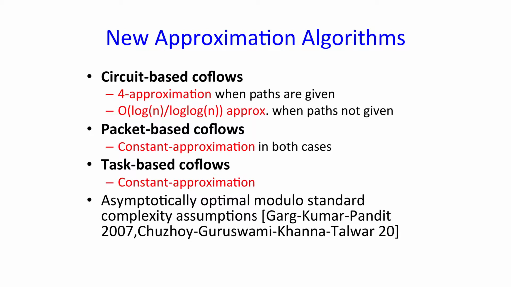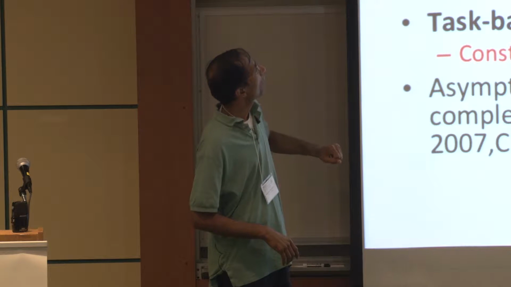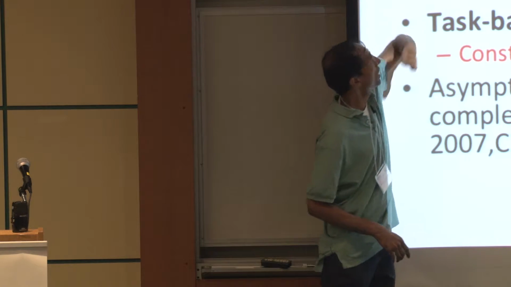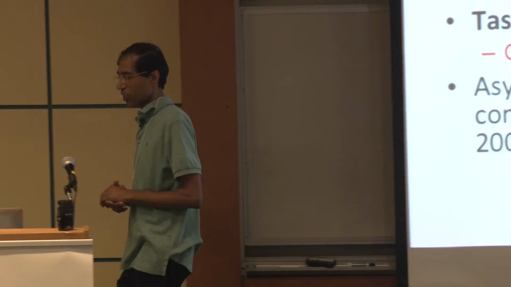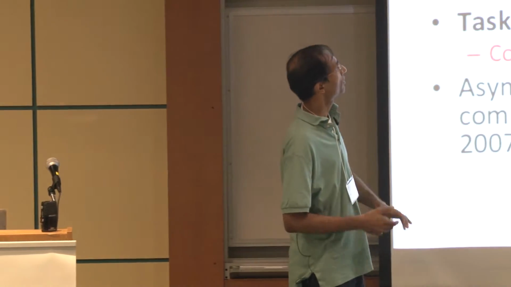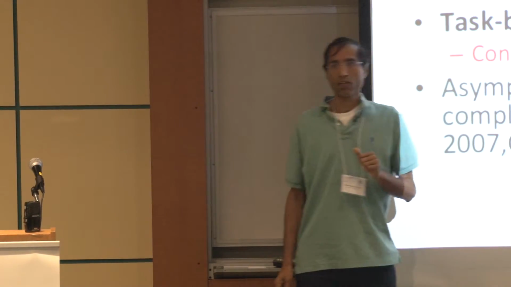So the main highlight is that for the different models I described, we have been able to obtain asymptotically optimal approximation algorithms, modulo standard complexity assumptions. I'll focus my attention today on these circuit-based coflows, for which, if the paths are given to you, we give a 4-approximation, while if the paths are not given, we can give a log n over log log n approximation.